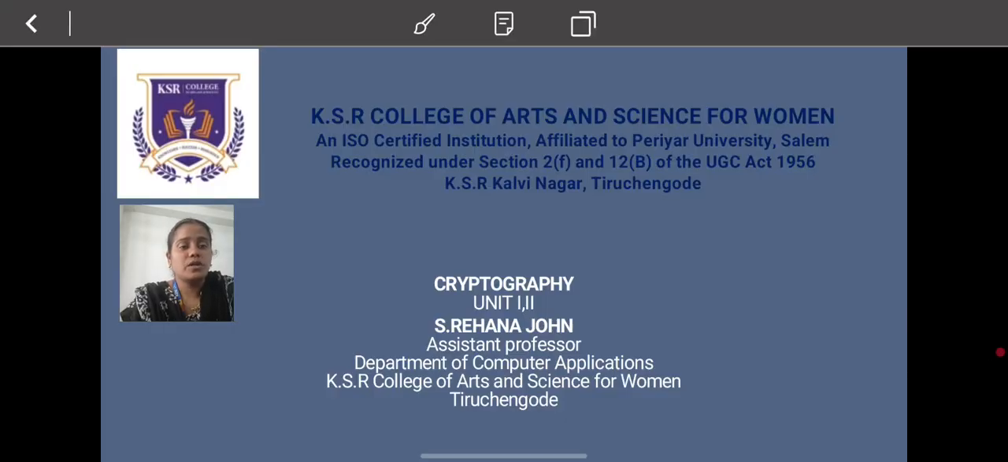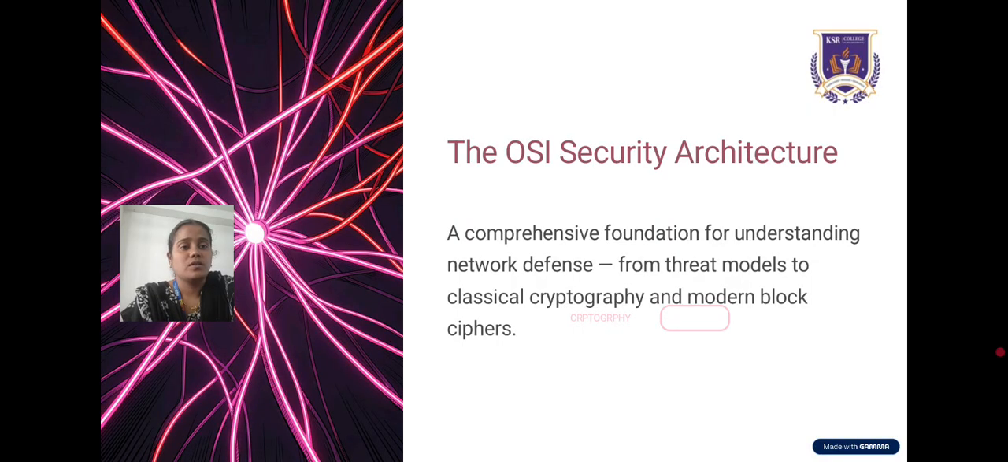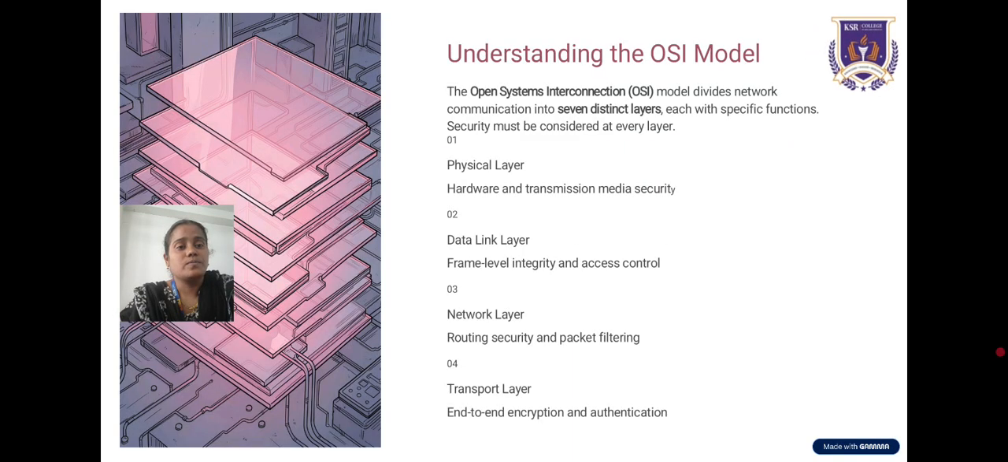Today I am going to explain about cryptography concepts. First we will see about the OSI security architecture. The OSI security architecture means a comprehensive foundation for understanding network defense, from threat models to classical cryptography and modern block ciphers. First of all, we will see what is meant by OSI. OSI means Open Systems Interconnection.